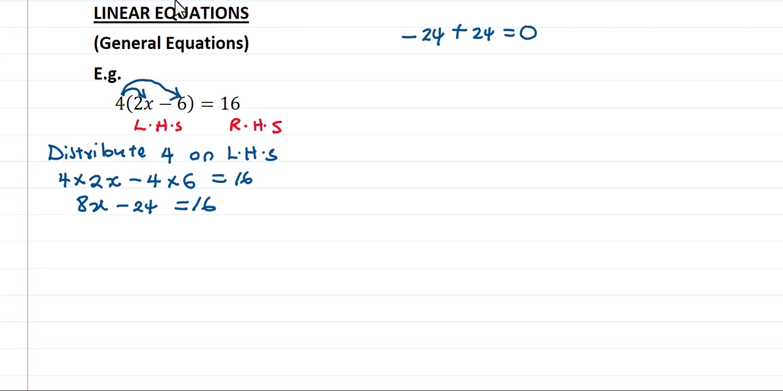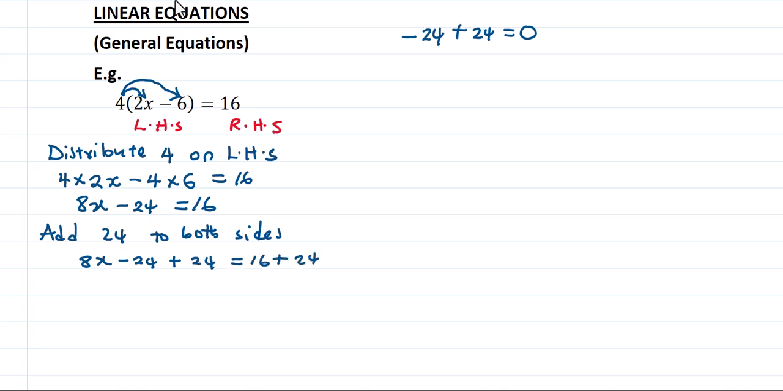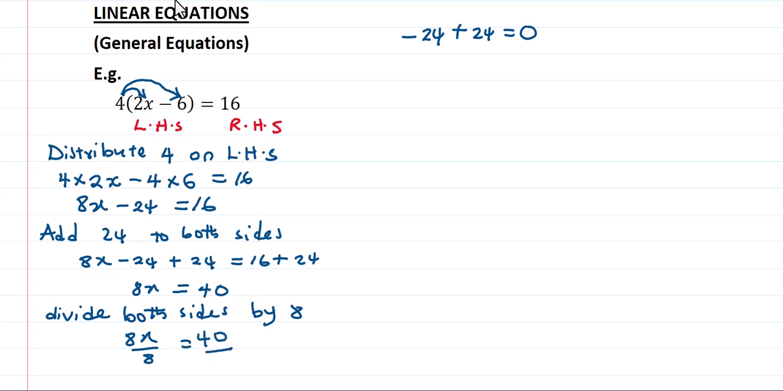Doing that, let's add 24 to both sides. So we have 8x minus 24 plus 24 is equal to 16 plus 24. Here we have 8x, then this is 0, it cancels out, is equal to 16 plus 24, which is 40, right? From this very point, what's the next step? I have to divide both sides by 8. The 8 cancels out, then x is equal to what? 5.